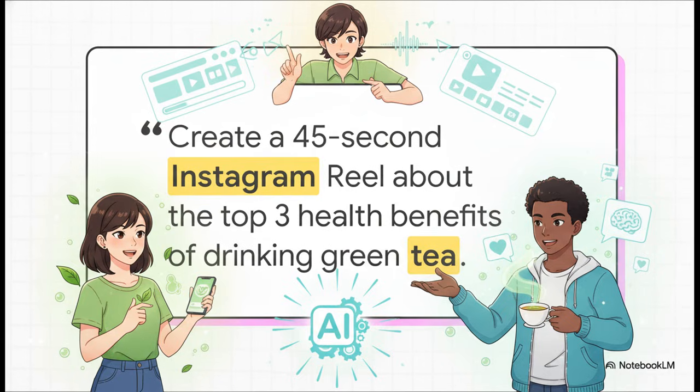It doesn't just say, make a video about tea. No way. It says, create a 45-second Instagram reel about the top 3 health benefits of drinking green tea. Make the tone energetic and engaging, and use an American male voiceover. You're giving the AI the format, the topic, the exact tone, and the audio instructions all in one single go. After you type that, you just hit the Generate Video button.